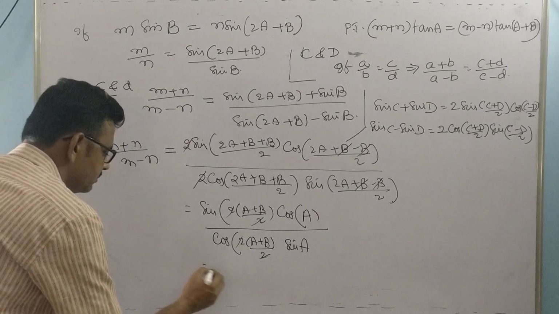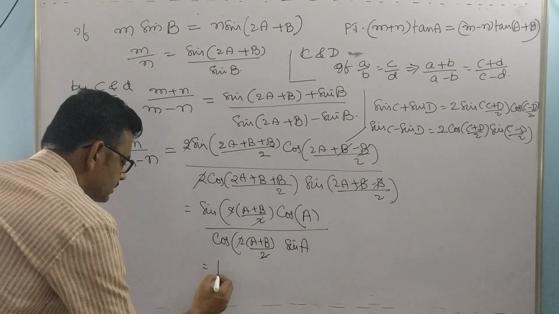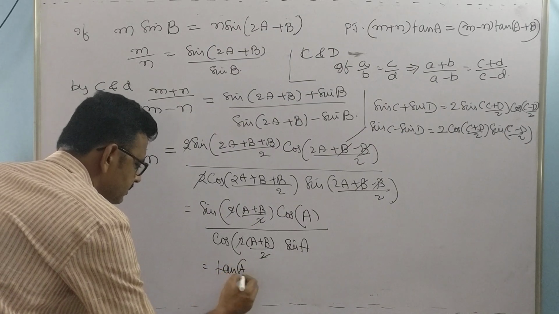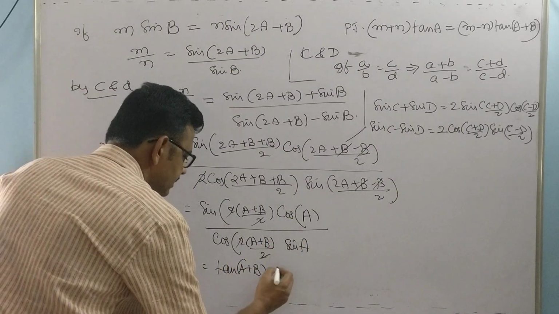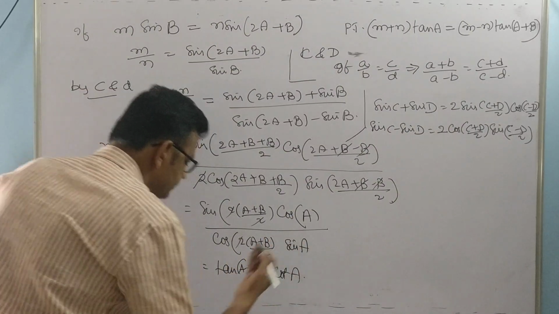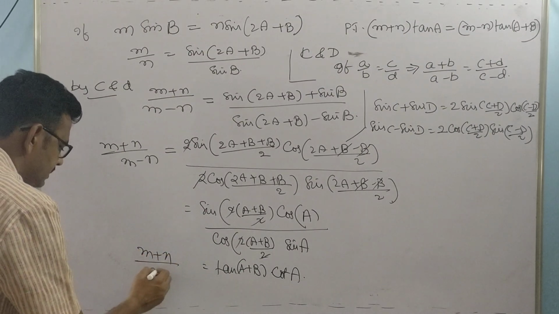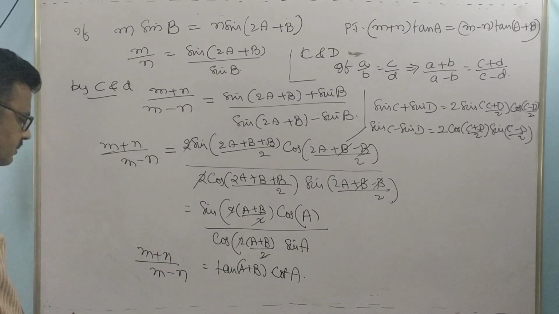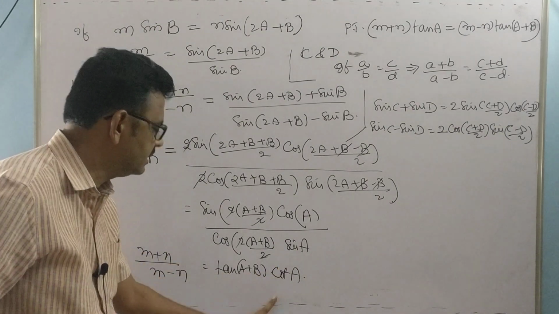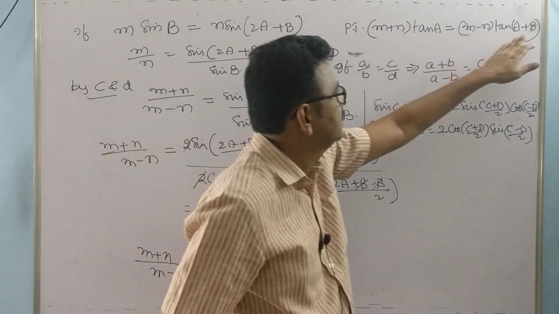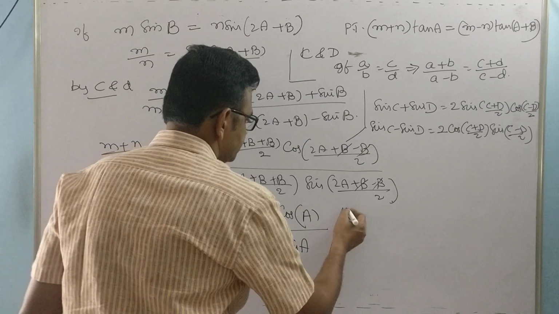So this is sin of (a plus b) by cos of (a plus b), which is tan of (a plus b), into cos a by sin a, which is cot a. So (m plus n) by (m minus n) is equal to this. Now this also you can convert to 1 by tan a. Why? Because tan is there on both sides.